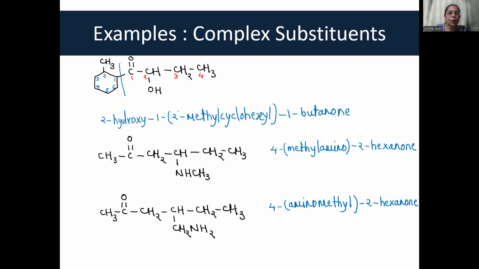But if you see all the drug nomenclature, this numbering of 2- is no longer used. Therefore, I have not used the numbering of 2-. Look, it is 1-butanone, okay, 2-hydroxy, and 1 substituted. Now, what is that substituent?